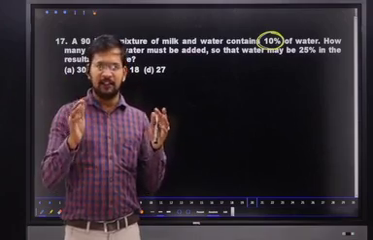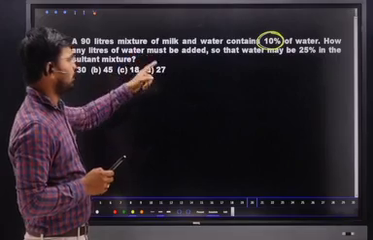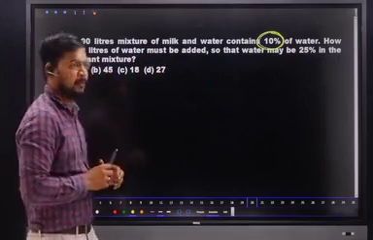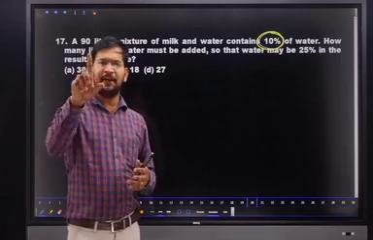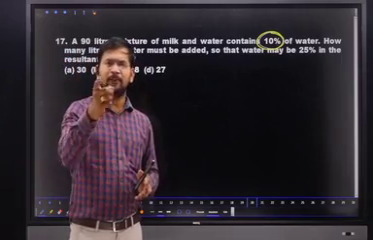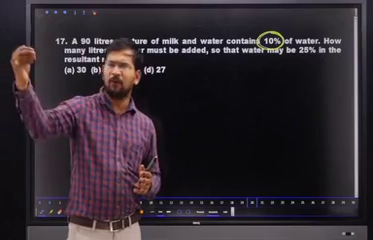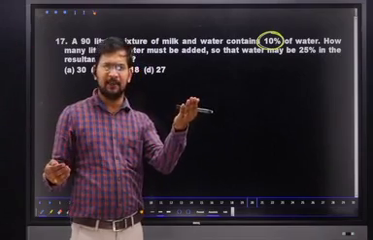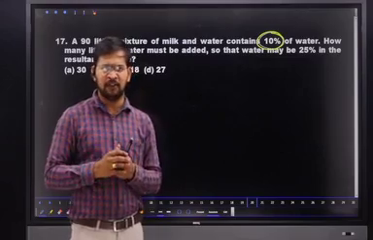Here, how many liters of water must be added so that water may be 25% in the resulting mixture? Finally, I need 25% water. The remaining 75% is milk only. Whenever you are adding water, milk is constant. Milk is 81 only. After adding water also, milk content is 81 only.